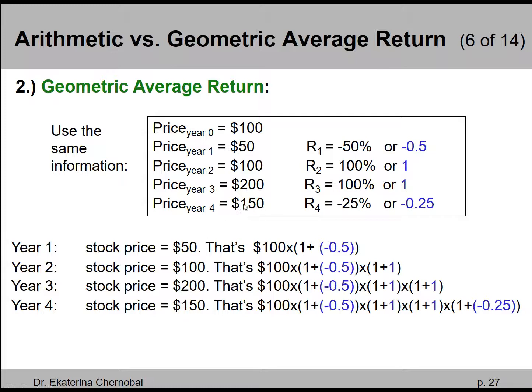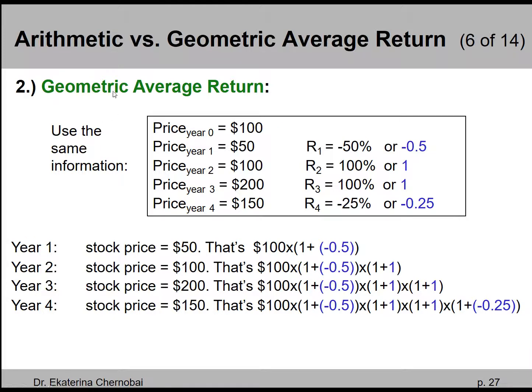$150 given for the end of year 4 of our investment could be reached by taking the initial amount, $100 today, and multiplying by 1 plus the return in year 1, negative 50%, times 1 plus the return in year 2, 100% increase, or 1 in decimals. Same again in year 3, and a 25% decrease in year 4. So times 1 minus 0.25, right?